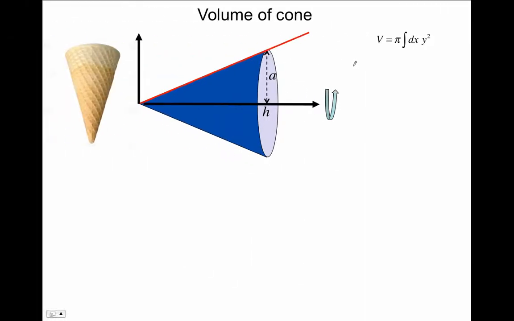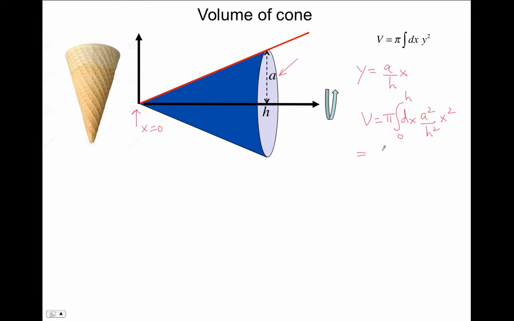Let's get the volume of this solid cone. Again, as before, y is a over h, x. So when x is equal to h, y is equal to a. a is the radius that you see over here of the cone. And so what we need then is just the integral V, which is pi integral dx y squared, which is a squared over h squared x squared. And the integration goes from here, which is x equals 0, all the way up till x equal to h.